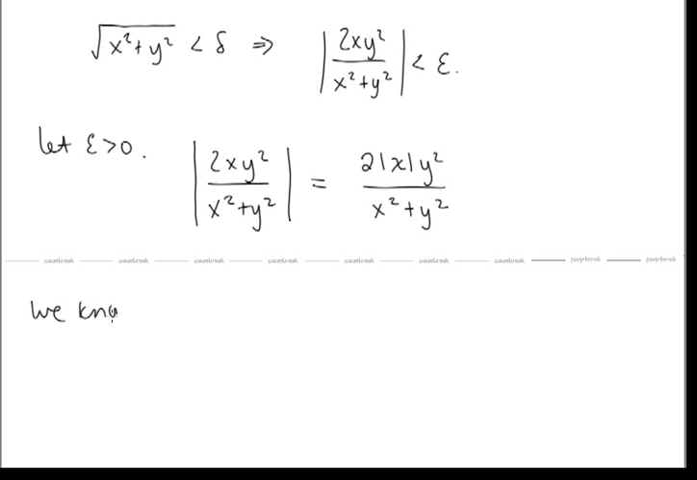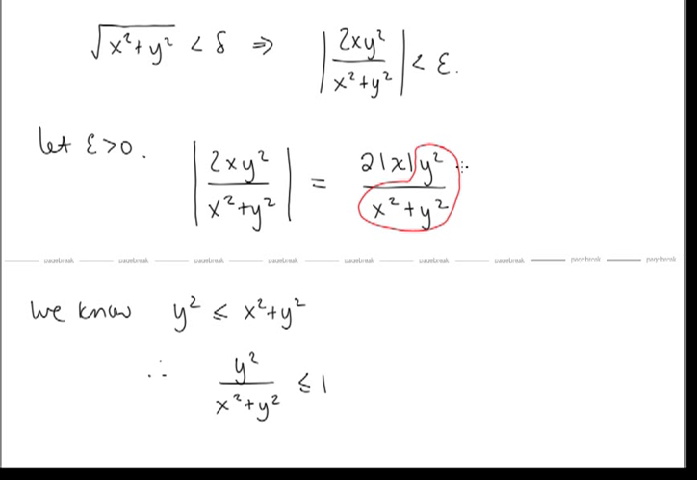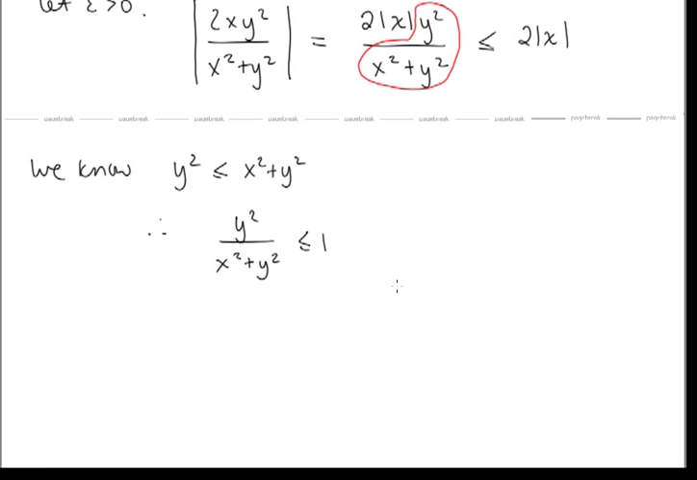Now, we know that y squared is less than or equal to x squared plus y squared because x squared is greater than or equal to 0. That tells us that y squared over x squared plus y squared is less than or equal to 1. So recognizing that this is less than or equal to 1 gives us this quantity less than or equal to 2 absolute value of x.